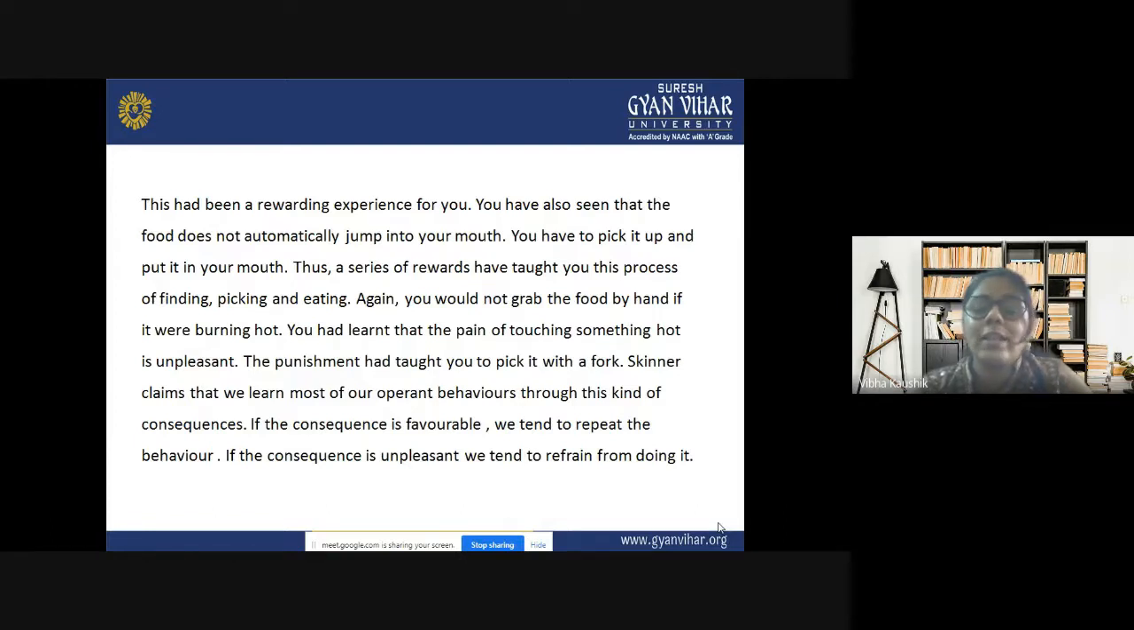Now, what Skinner is saying, that we learn most of our operant behavior through consequences, means through the experiences which we got. If the consequences are favorable, pleasant to us, we tend to repeat the behavior. If they are pleasant, we try to repeat those behaviors.